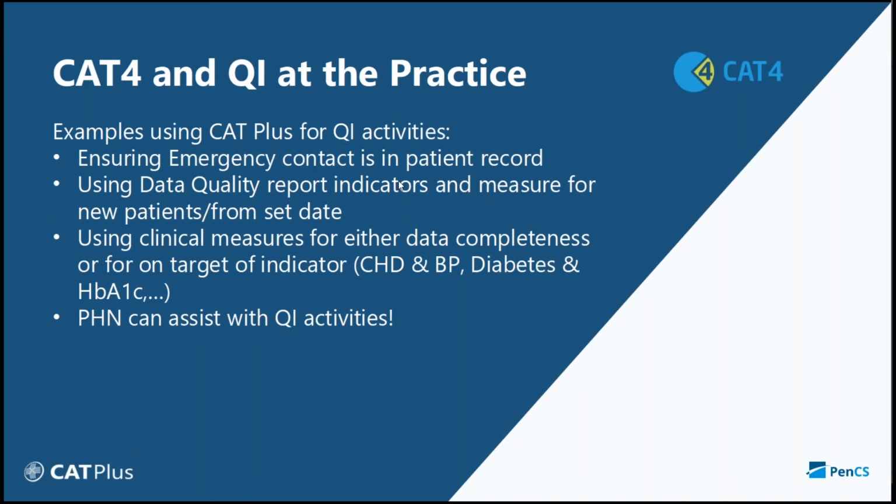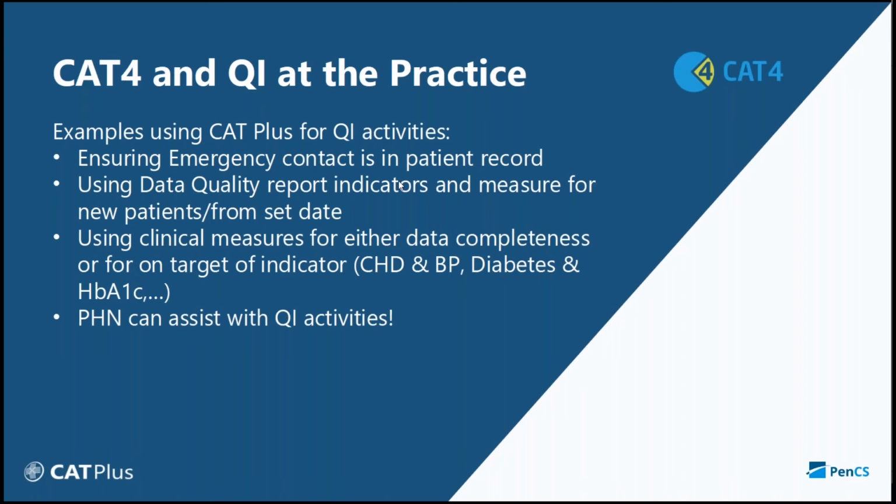Emergency contact in the patient record, for example, it will show you who has got that recorded and who doesn't, and you could pick that as a quality improvement activity. We do have a whole report called the data quality report, and also another one, the cleansing CAT report, where you can look at your data in general, but you can also apply filters, and I'll show you that once we jump into CAT4 directly.